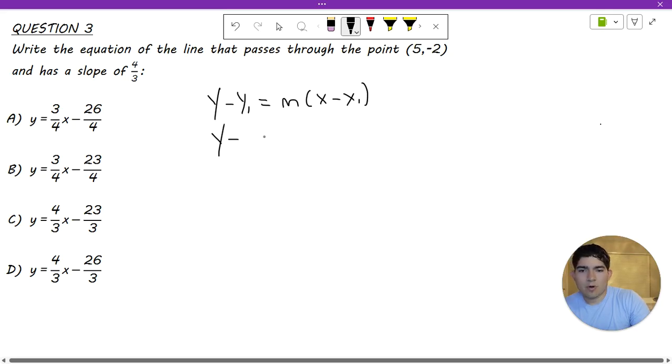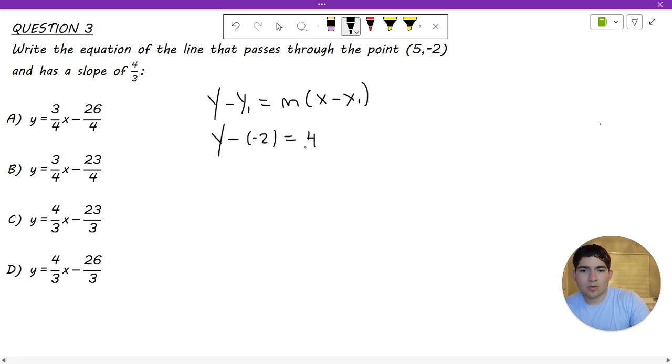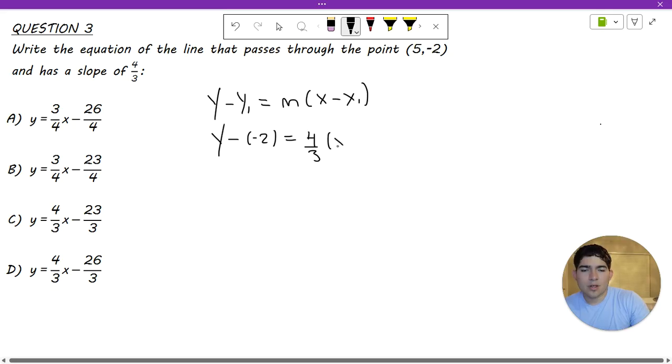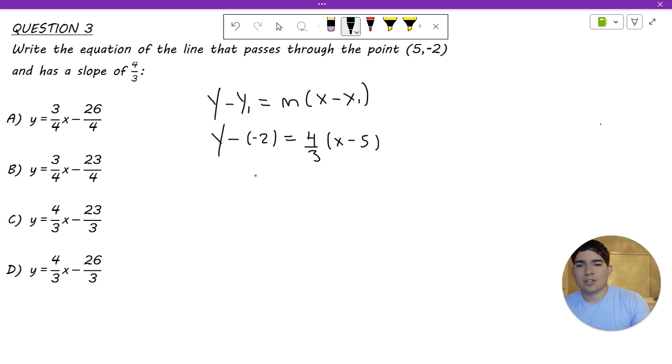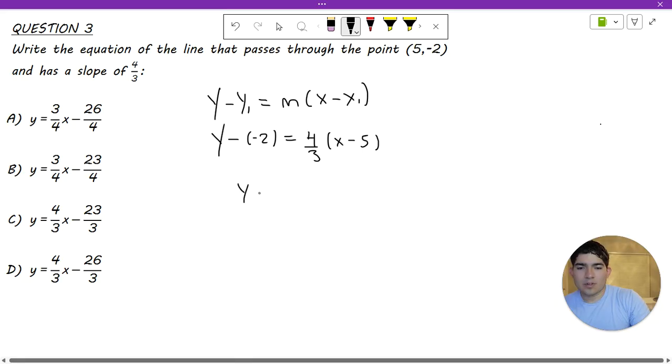In this case, it's going to be y minus our y1, which is negative 2, and then it's going to be equal to 4 over 3, which is our slope, times x minus 5. So then what we need to do is simplify our formula. So y minus negative 2 is the same as y plus 2. And then we'll just multiply everything out over here. So 4/3 times x is 4/3 x. And then 4/3 times negative 5 is going to be negative 20 over 3.